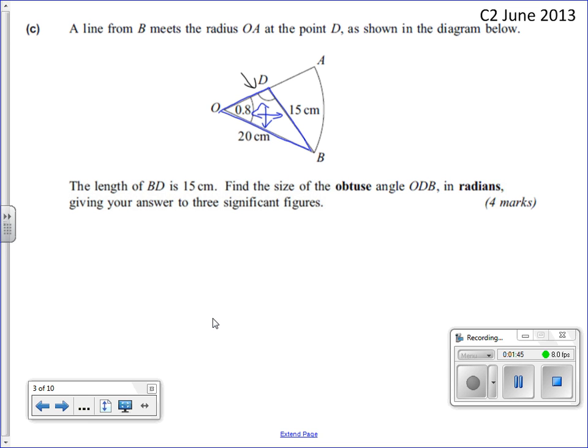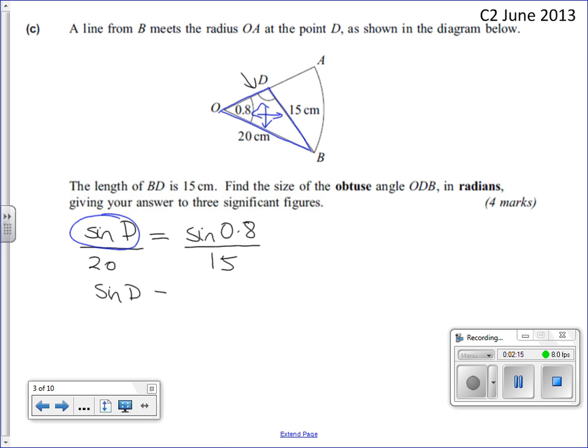So that means if we have opposite angles and sides, we're going to use the sine rule. So the sine rule tells us that sine of the angle at D over 20 is equal to sine of 0.8 over 15. You can write the formulae either way up, but if I do it this way, then the thing I'm trying to find is on the top, and it makes rearranging easier. Okay, so when I rearrange it, sine of angle D is 20 times sine of 0.8 divided by 15.